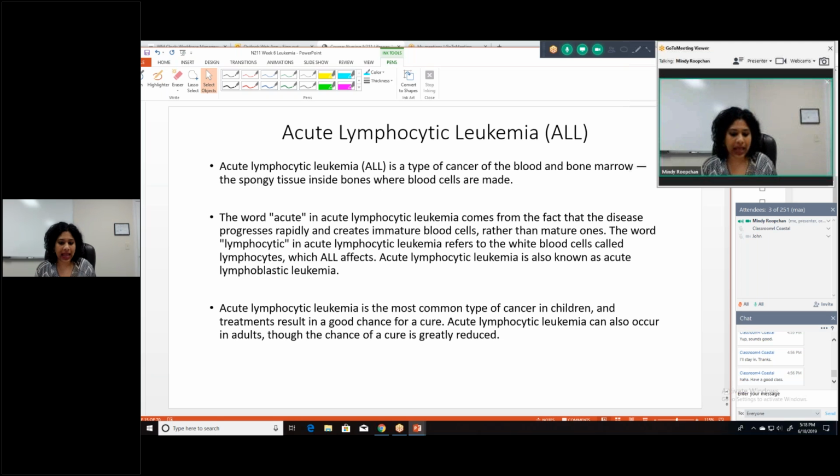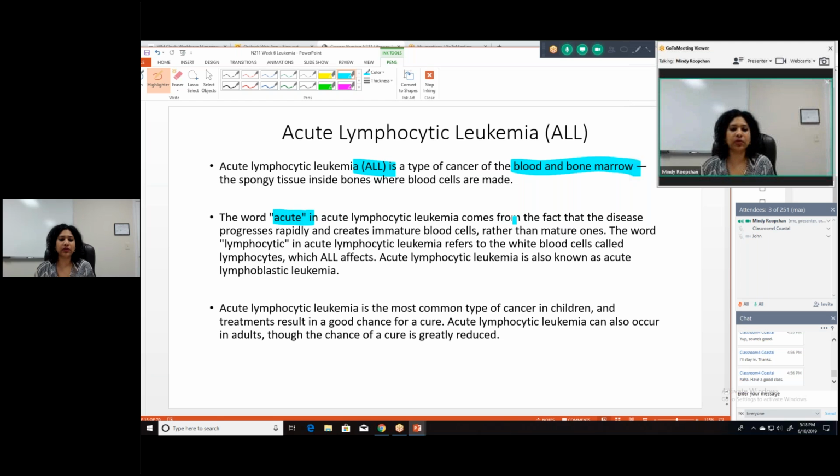So a little bit on ALL, and it's not a lot. I just have basic information for you guys. That's really what today's lecture is going to be, the different types. So ALL is a type of cancer of the blood and bone marrow. It's spongy tissue, which is inside the bones where the blood cells are made. You guys already know what that is.